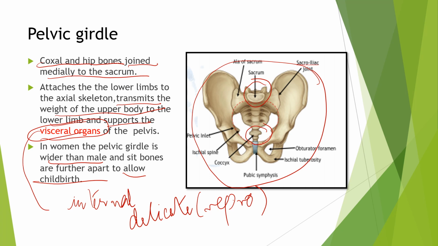to get the support from the upper body weight. So it is transmitting the weight of the upper body to the lower limb and it is supporting the internal organs or the visceral organs. This bone structure, as we all know, varies from male to female. So this is all about the appendicular skeletal system.